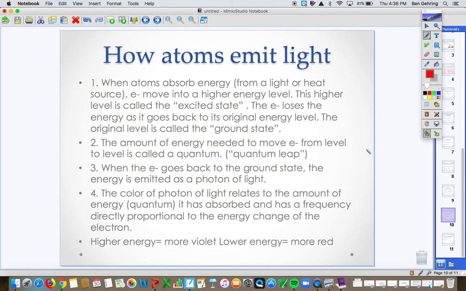Here's a reminder on how atoms emit light. So again, you absorb a quantum of energy, go from the ground state to the excited state. When it loses that energy and goes back to the ground state, the energy has to go somewhere. So it's emitted as a photon of light. And that was a quantum that was gained to jump from one to the other, but it emits a photon of light. If it was a large amount of energy, we get more of a violet color. If it's less energy, we get more of a red color. And so there's another time through that. So make sure you read through this. Make sure you're comfortable with how atoms emit light as well.